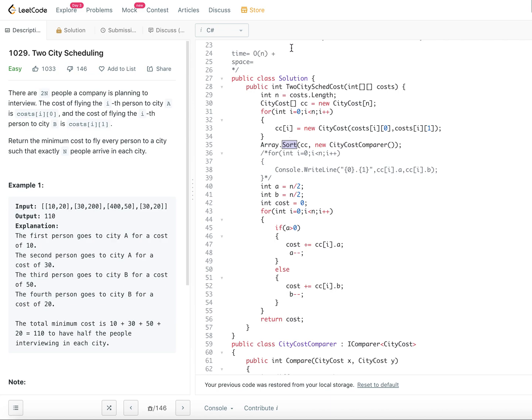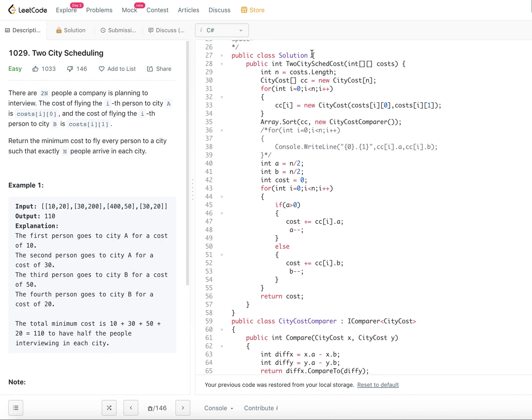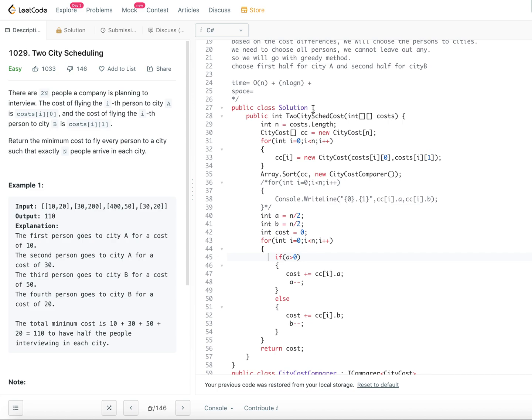The best sorting algorithm that we can take has an average case of order of n log n. There is only one n log n. Plus, is there anything? Yes, we are going through that array again. That will become one more order of n. So this is the total time complexity. But in general, order of n will be less than order of n log n. So we can finally say order of n log n.